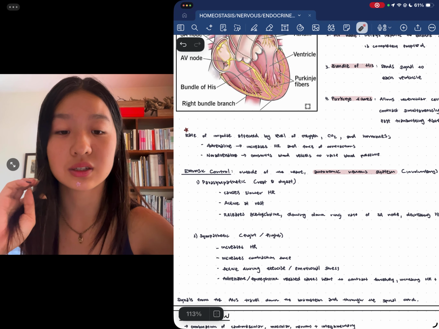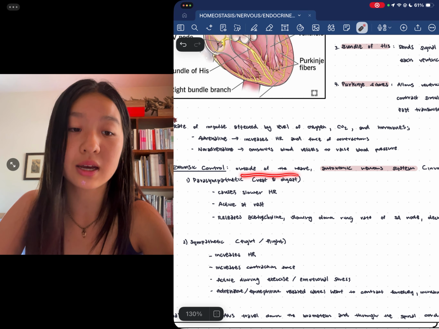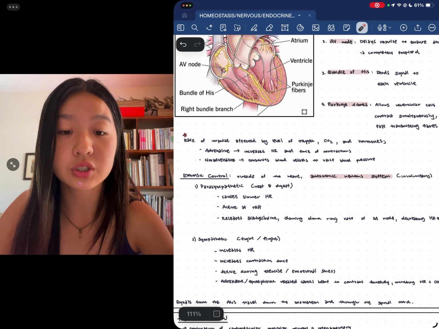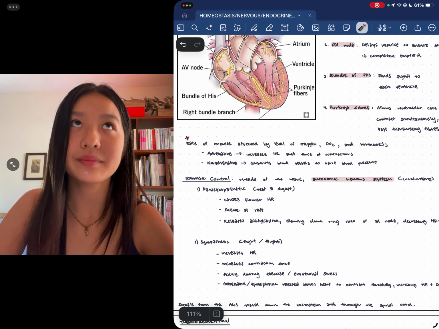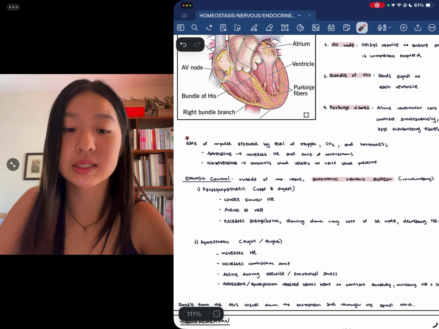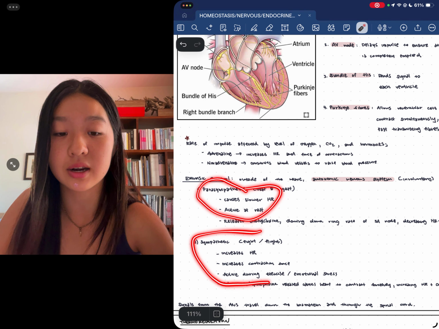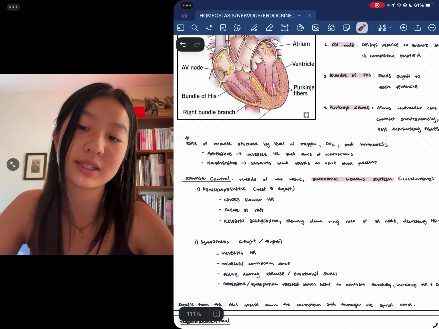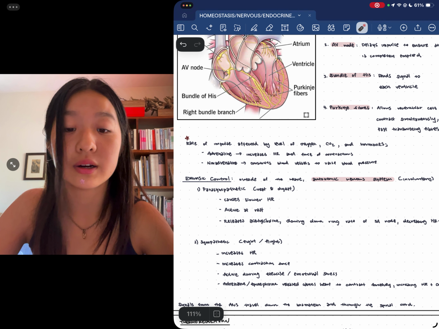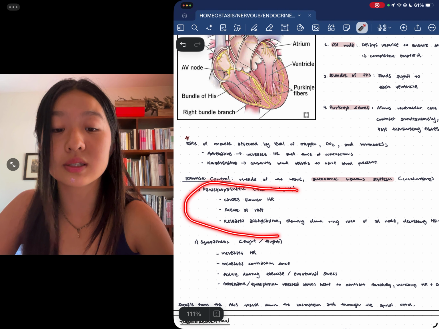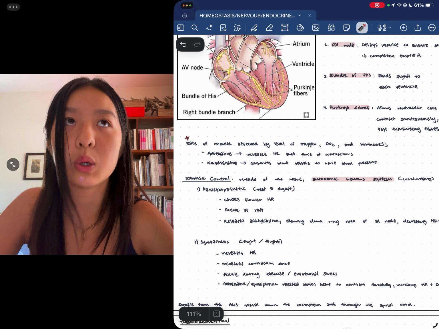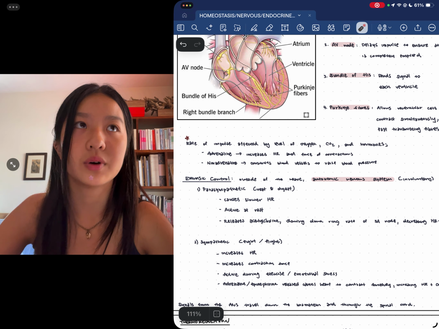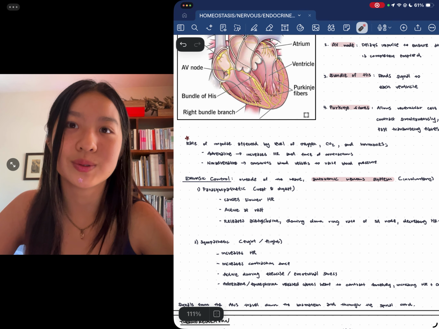Then we have extrinsic control of the heart, which is where the control happens outside of the heart, and it's regulated by the autonomic nervous system. So there's two main components of the autonomic nervous system, and that's the parasympathetic and the sympathetic system. And usually when we think about this, we think about parasympathetic being rest and digest, and sympathetic being fight or flight. So the parasympathetic system causes slower heart rate, and it's active when we're resting, when we don't really need to make any voluntary action using our skeletal muscles.